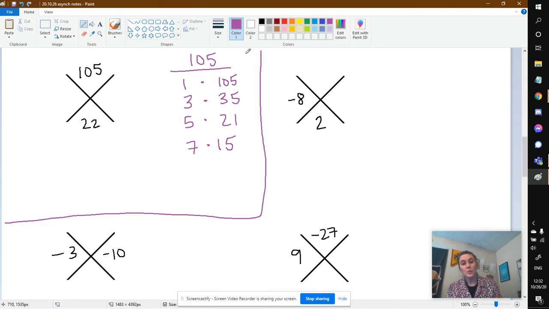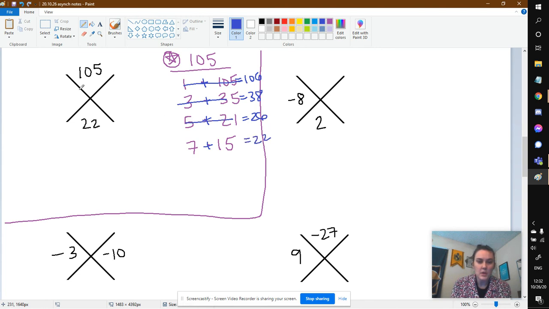Yeah. So we go down this list. We try to find all the factors of 105. And if you need help with this process, let me know. I'll help you in office hours. And then we say, okay, let's add these up and see if any of them equal 22. This one's 106, that one's out. This one's 38, that one's out. This one's 26, so close, not yet. This one's 22, so we get to finish this puzzle with 7 and 15.